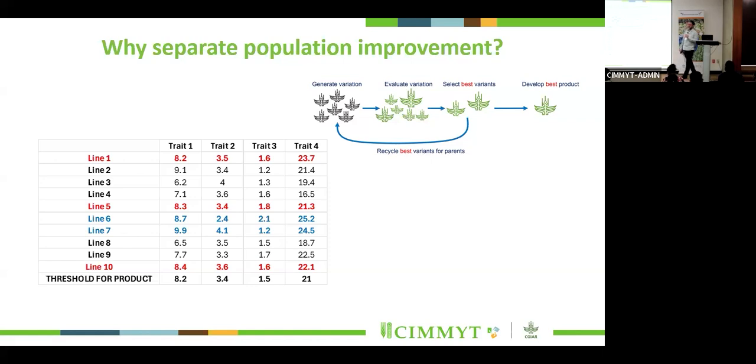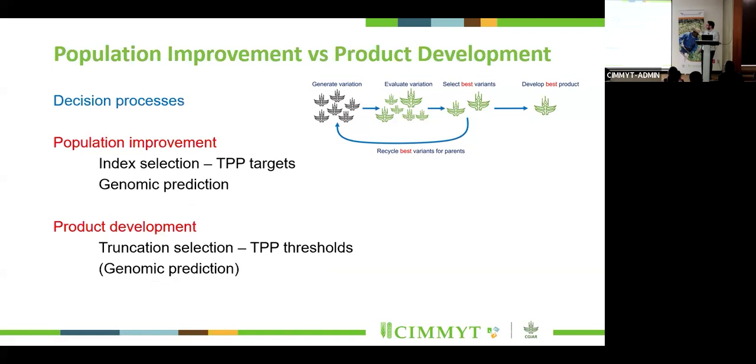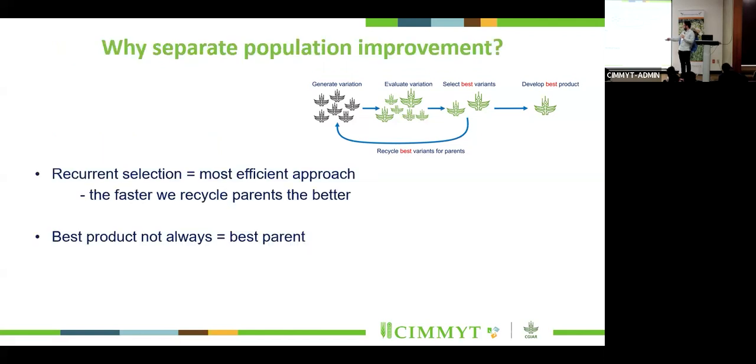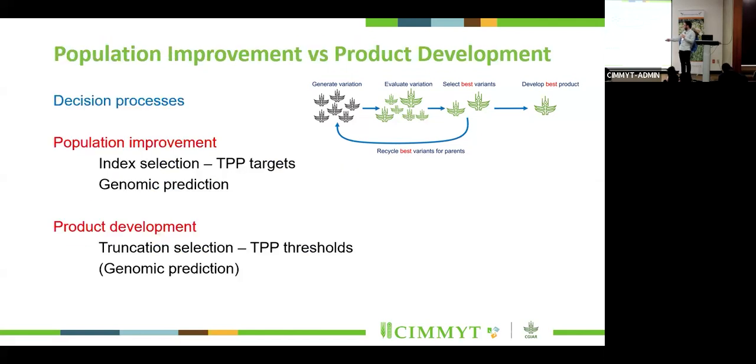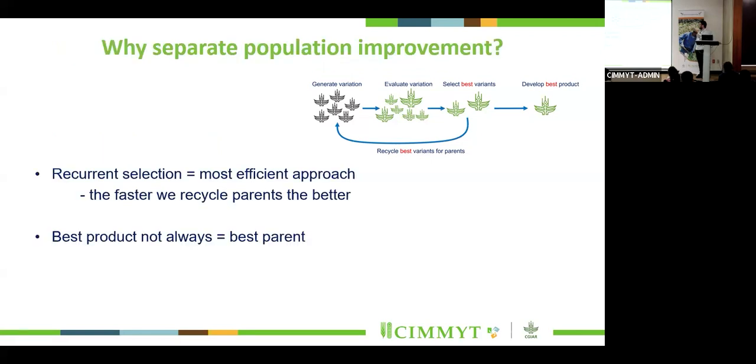Any questions on that concept? Okay. So these are different decision processes. For population improvement, we're going to use a selection index to aim for our target product profile targets. And we almost certainly are going to use genomic prediction. For product development, we're going to use truncation selection with target product profile thresholds, and we might use genomic data, but it's not as essential, or likely to be as essential as when we're improving the population.